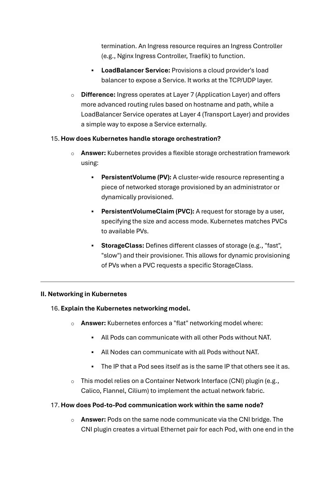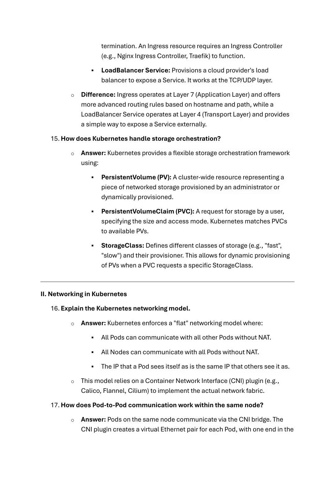2. Networking in Kubernetes. 16. Explain the Kubernetes networking model. Answer: Kubernetes enforces a flat networking model where all pods can communicate with all other pods without NAT. All nodes can communicate with all pods without NAT. The IP that a pod sees itself as is the same IP that others see it as. This model relies on a Container Network Interface, CNI, plugin, for example Calico, Flannel, Cilium, to implement the actual network fabric.